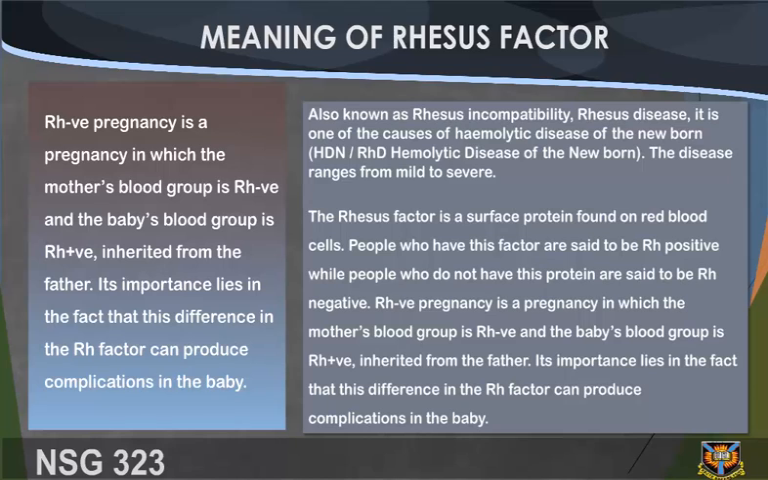The rhesus factor is a surface protein found on red blood cells. People who have this factor are said to be Rh positive, while people who do not have this protein are said to be Rh negative.